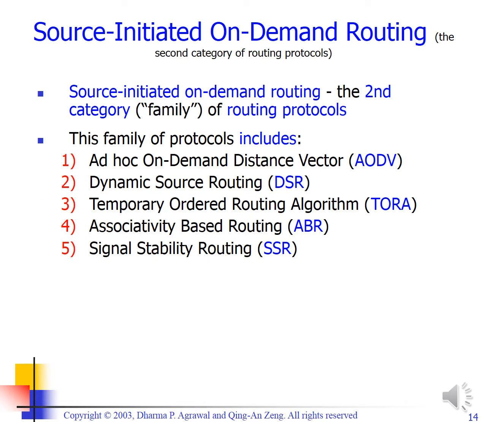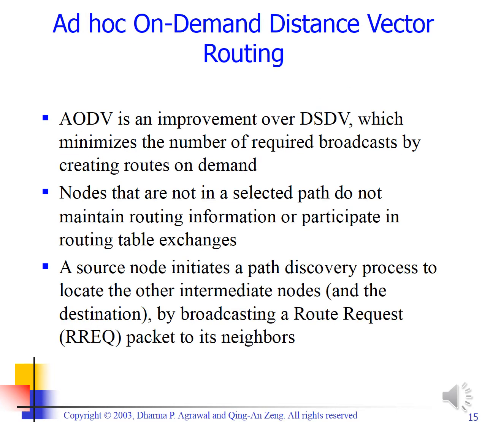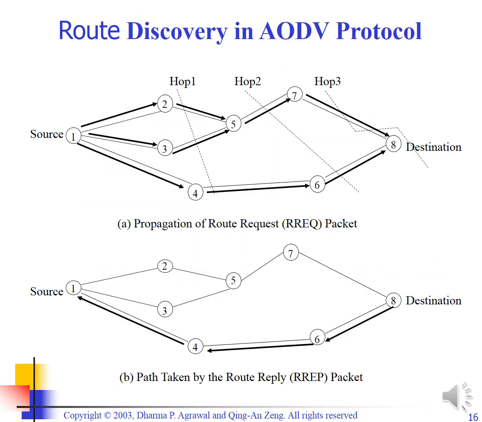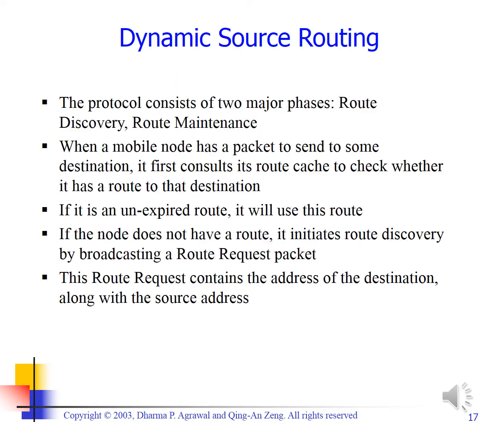So, source initiated on-demand routing. Source initiated on-demand routing is the second category of routing protocols. It includes AODV, DSR, TORA, associativity based routing, and signal stability routing. AODV is an improvement of DSDV. The nodes that are not in the selected path do not maintain information or participate in the routing table. It will send the route request message to all its neighbors to find out how many hops away the neighbor is, so it propagates the route request. Then the path is taken by the route reply messages.